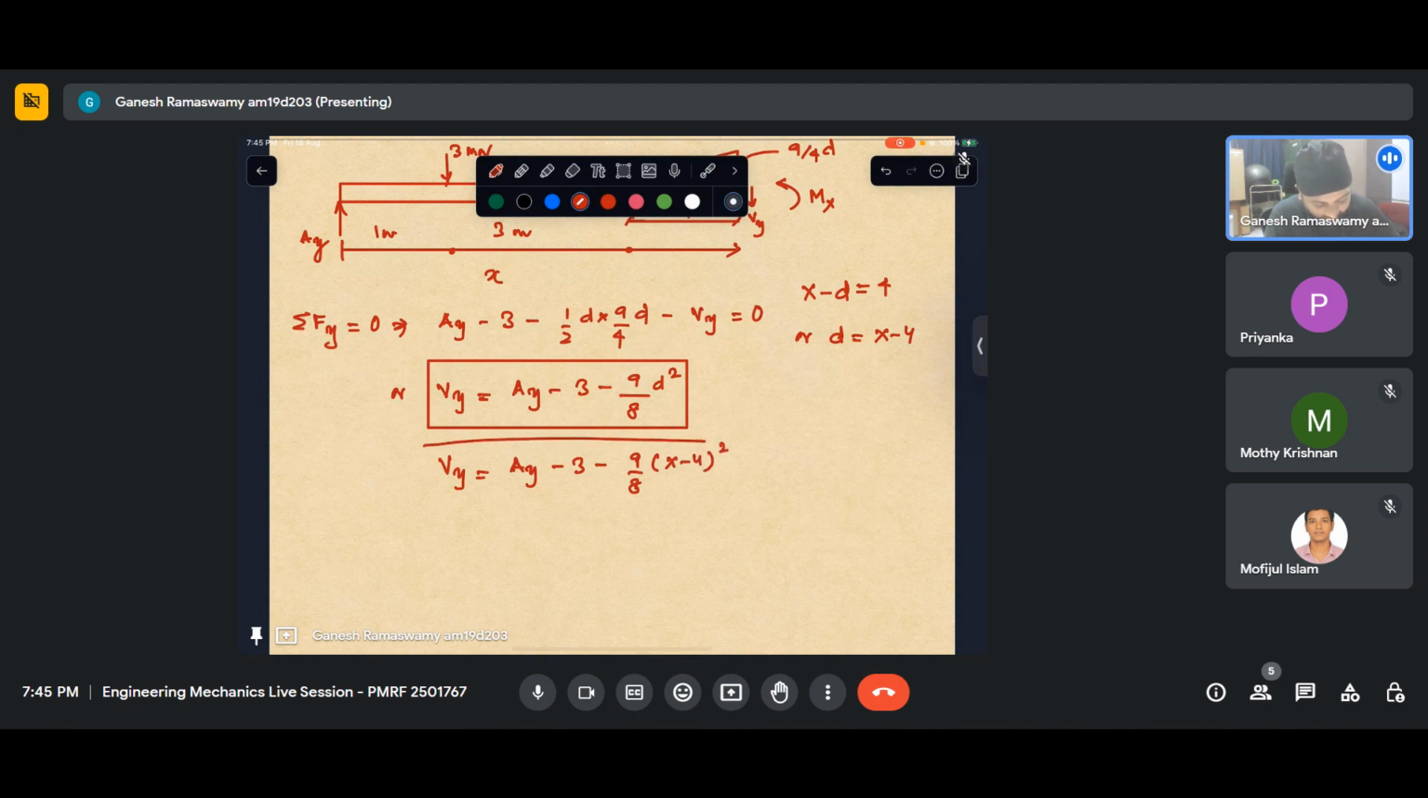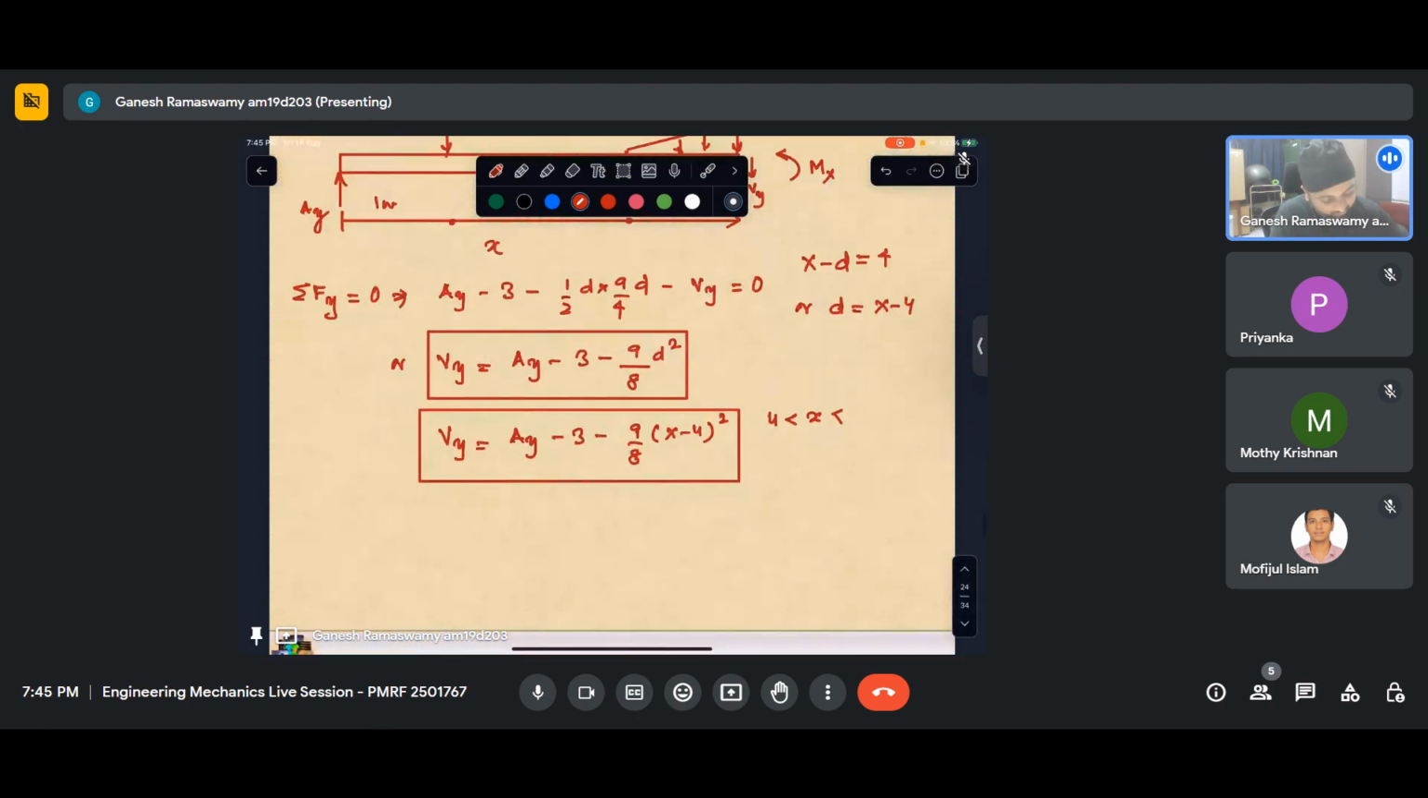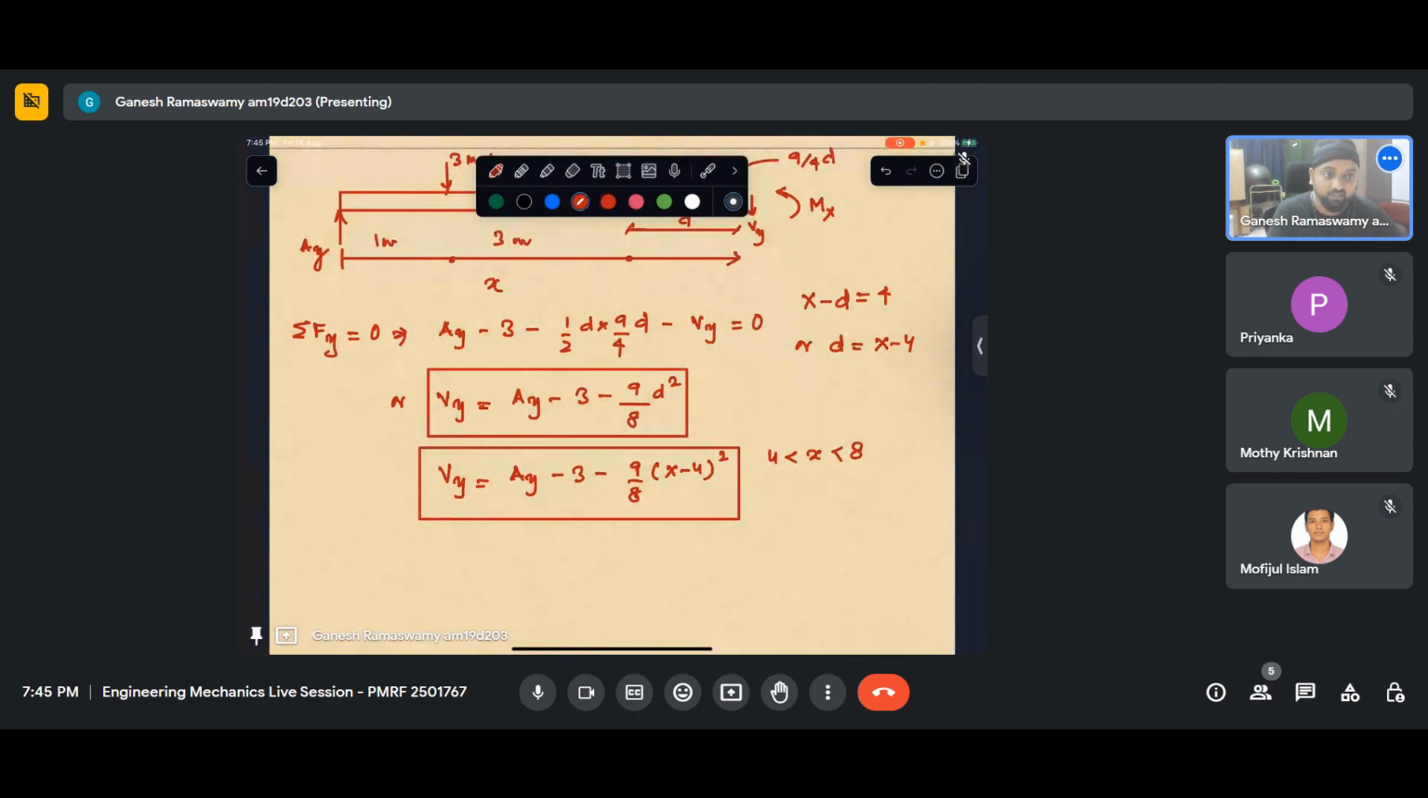This is essentially my shear force equation. And what is the domain of this? This is from x equal to 4 to 8. From 4 to, I think the total length was 8. Yeah, 8. So I hope this is clear. So we can see that it has a negative slope and a quadratic dependence, which is why it goes like that.